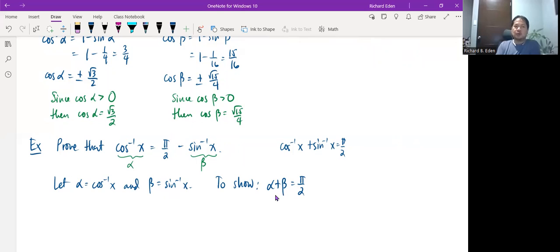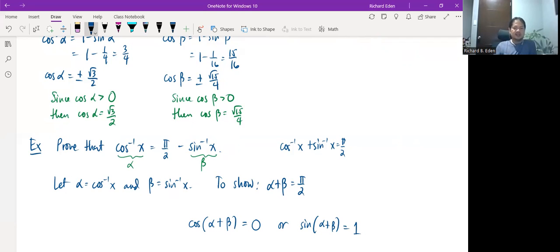So either we show, we will look at, well, if alpha plus beta is pi over 2, what would its cosine be? Well, if alpha plus beta is pi over 2, then its cosine must be the cosine of pi over 2, which is the cosine of 90 degrees, 0. Or alternatively, let's look at the sine of alpha plus beta. If alpha plus beta was pi over 2, then its sine would be equal to 1.